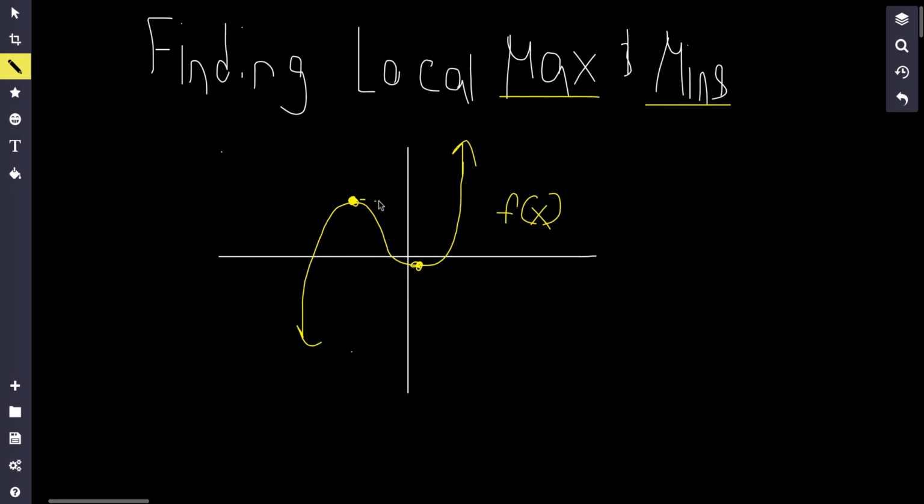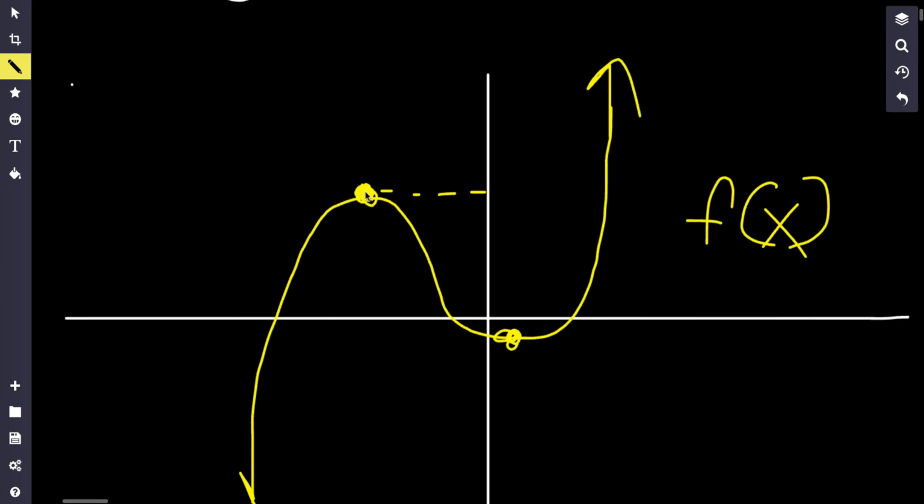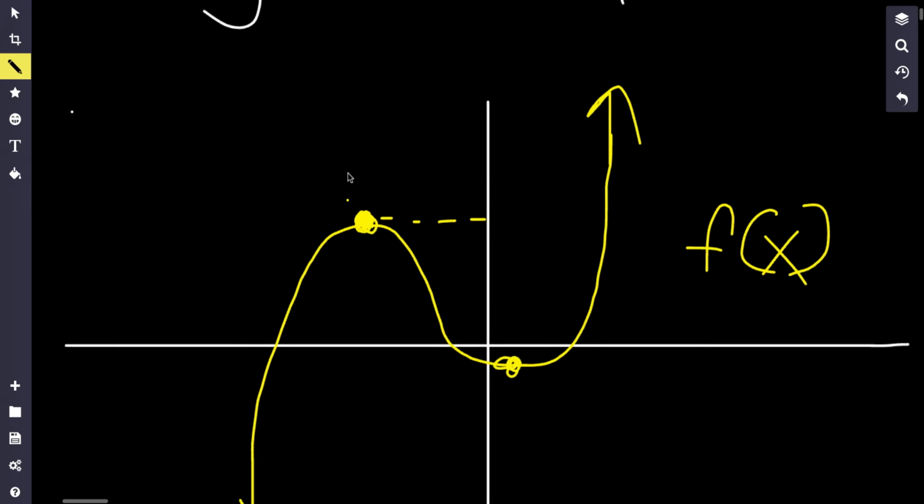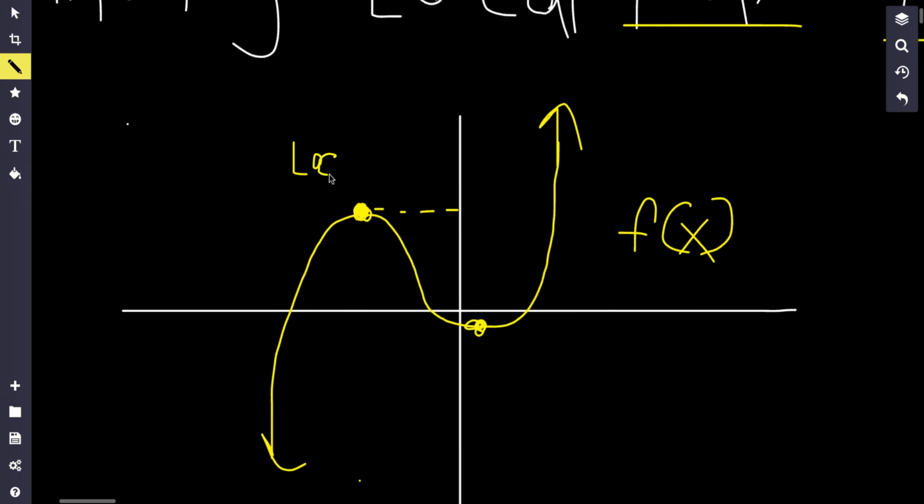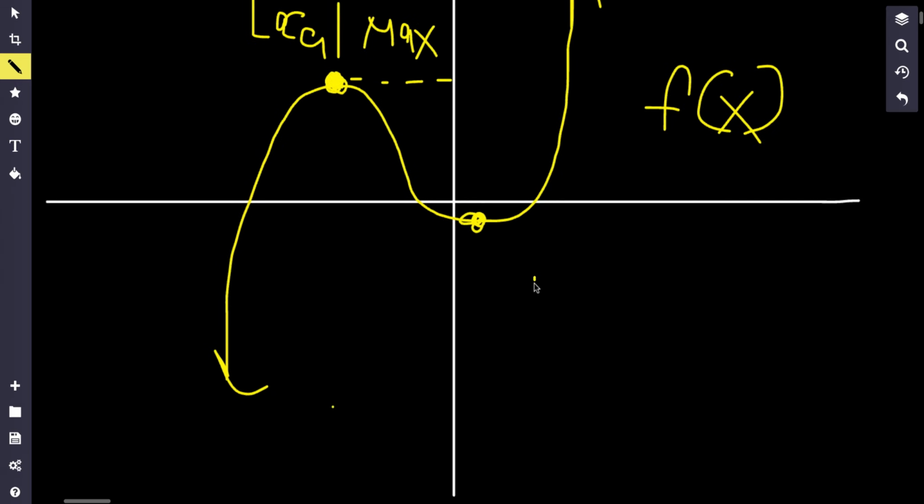If we take a look at this function right over here, which is denoted as f of x, and look at this point, relative to the surrounding points it's kind of like a maximum point, right? It's a relative maximum point, or a local maximum point. And this point right over here is known as a local minimum point, because relative to the surrounding points, the y value is less than the surrounding other points.